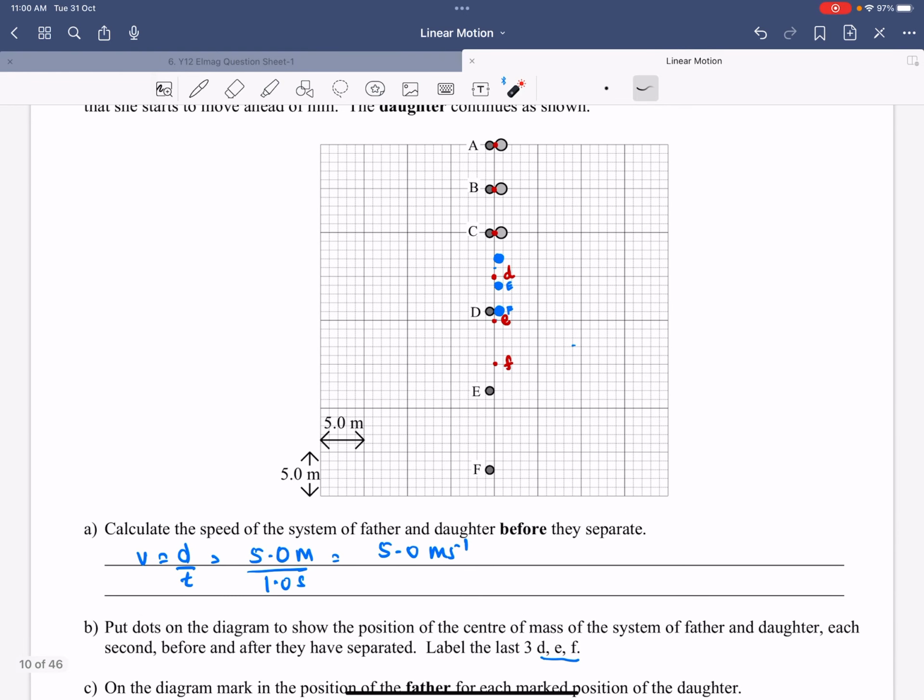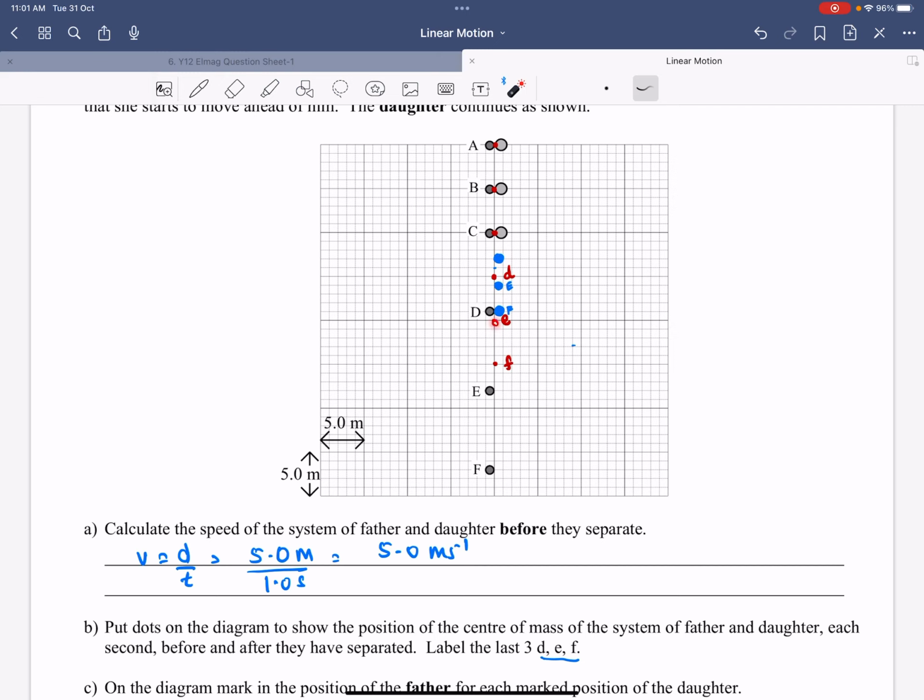I'll show you a couple of them. So D, this is where the daughter is 1 second after they've separated, and we have to find out where the position of the father is. This is the center of mass of the system. So the daughter's mass is 40 times this distance, which should equal 80 times the other distance. Father is twice the mass, so he'll be half the distance, and that's how you get that.